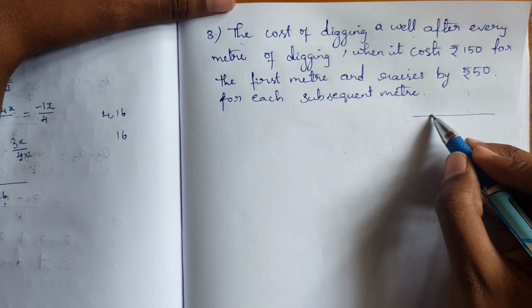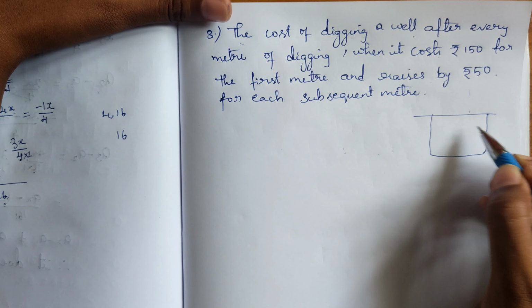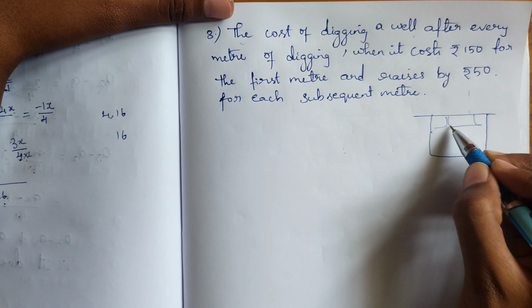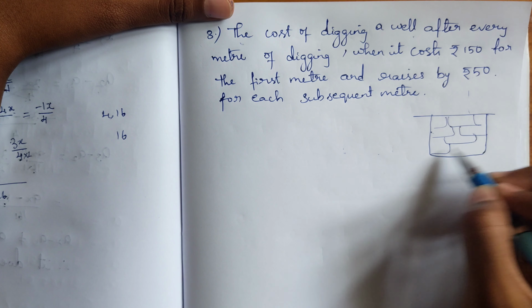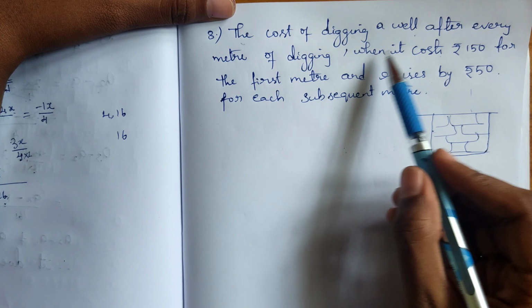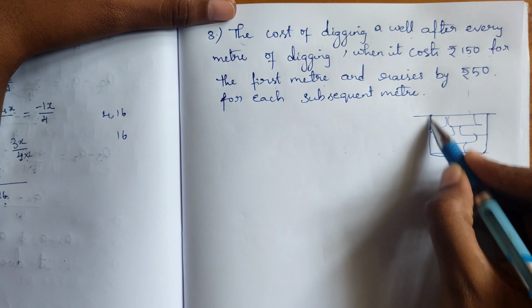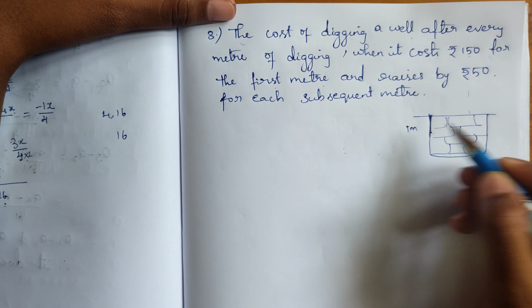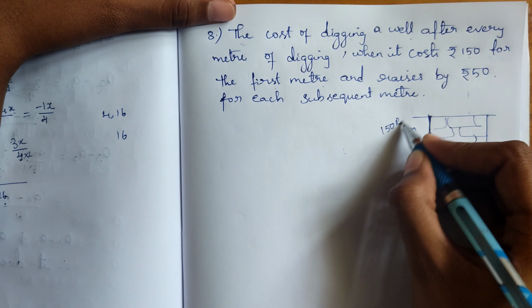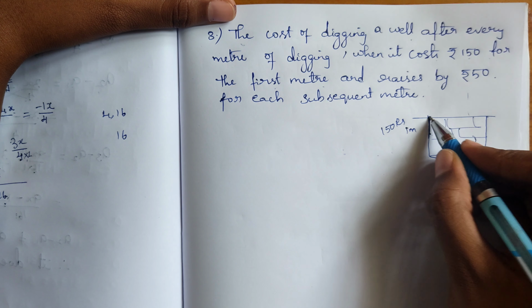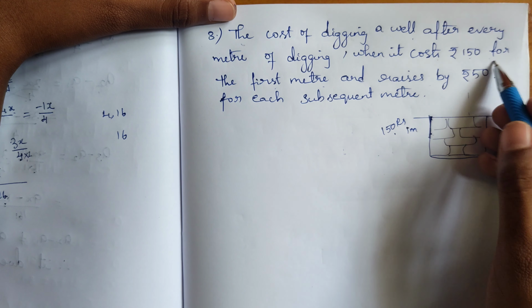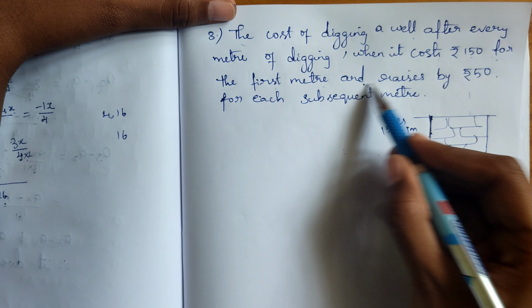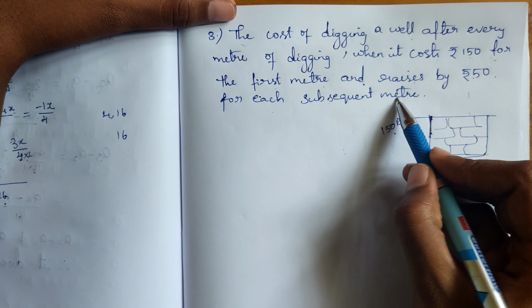So there is a land and they are going to dig the well. They are going to dig some well here, for example, I'm just explaining. For the first meter, when they are digging, that is 150 rupees. To dig the first meter, it is 150 rupees, and it raises by 50 rupees for each subsequent meter.